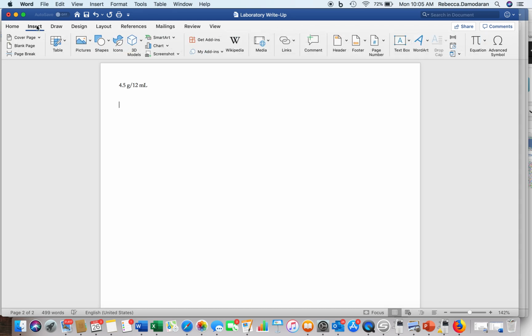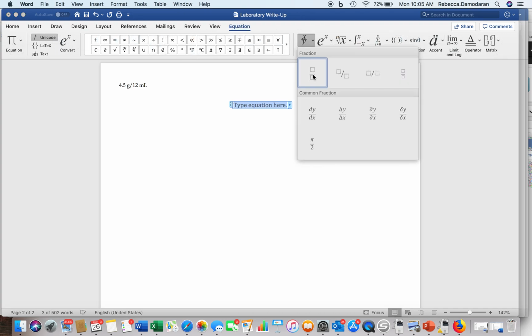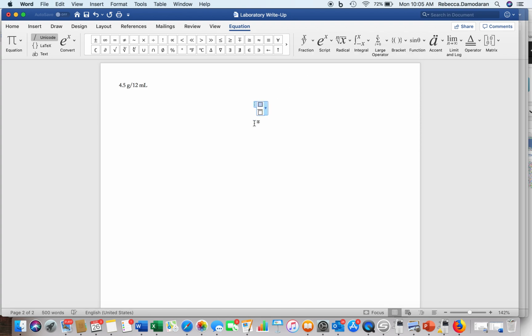Now I'm going to hit Insert, okay? And I'm going to insert an equation. And you can see from this, there are a ton of different options. But what I want is a fraction. And I want it to look like this because that's how I write it. And so instead of 4.5 / 12 mils, I'm going to write 4.5 grams. And on the bottom, I'm going to write 12 mils.